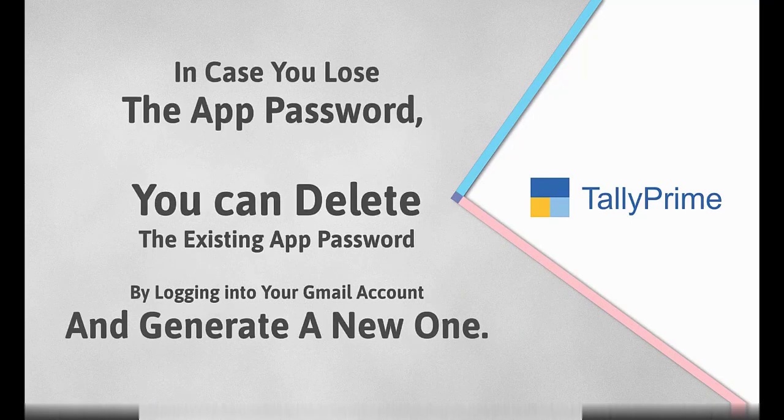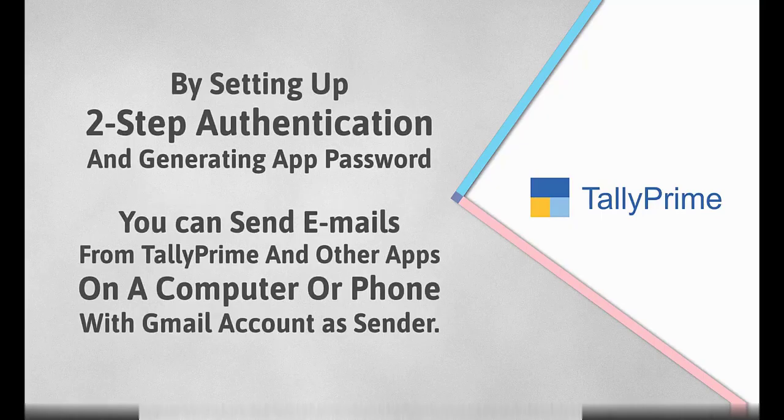If you lose the app password, you can delete the existing app password by logging into your Gmail account and generate a new one. By setting up two-step authentication and generating app password, you can send mails from Tally Prime and other apps on a computer or phone with Google ID as sender.